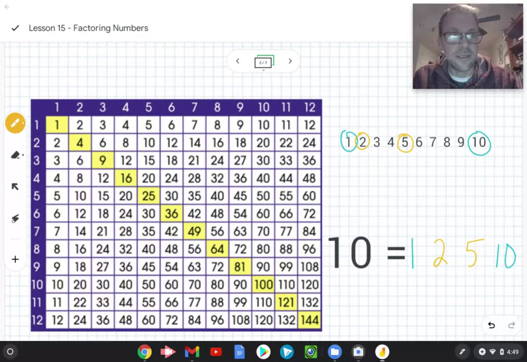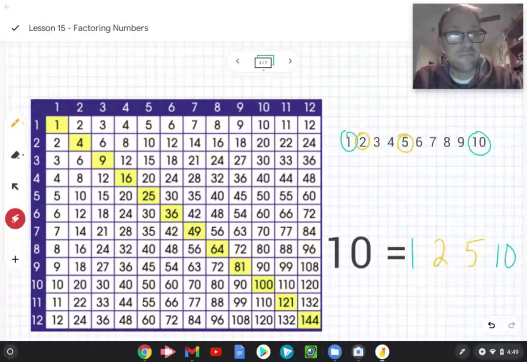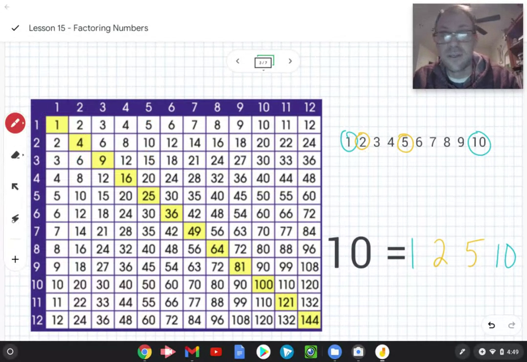All right. So let's keep going. Let's go to the 3. Does 3 times anything get us 10? I don't think so. So let's cross it off. Does 4 times anything get us 10? Nope. 6 times anything? 7? No, of course not. We know that nothing else multiplies to get us 10.